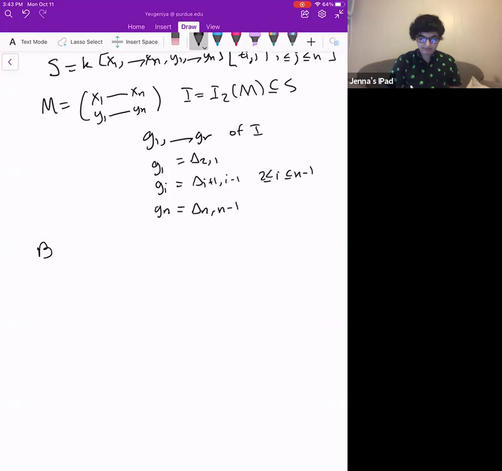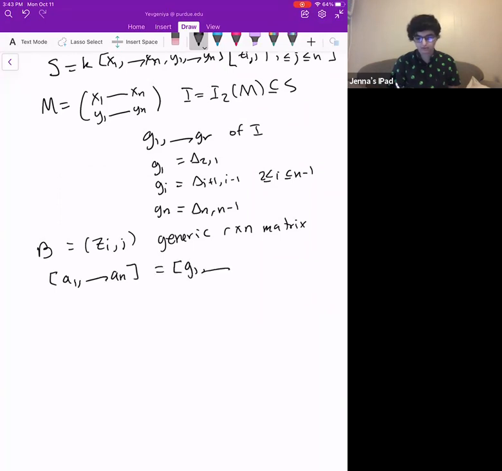And we're going to let B this time be Z_ij, which is the generic r by n matrix. And we're going to say a_1 through a_n is equal to g_1 through g_n multiplied times B. And we're going to say alpha is a_1 through a_n. And we're going to say that alpha_i is a_1 skipping a_i through a_n.